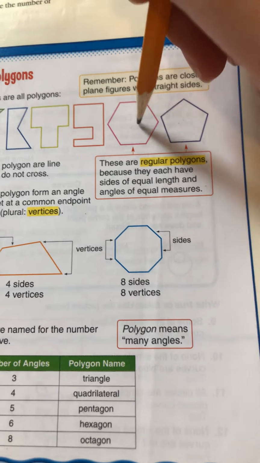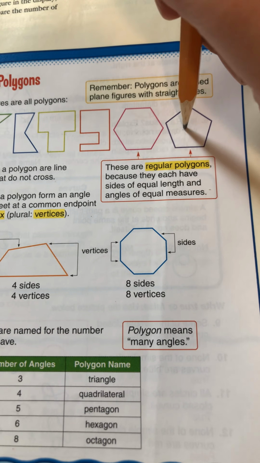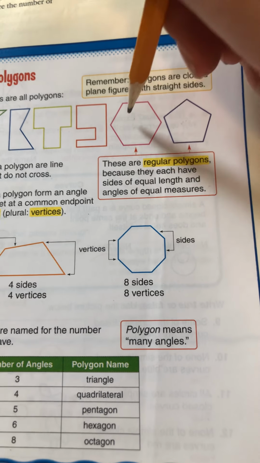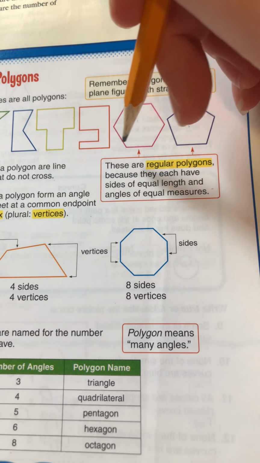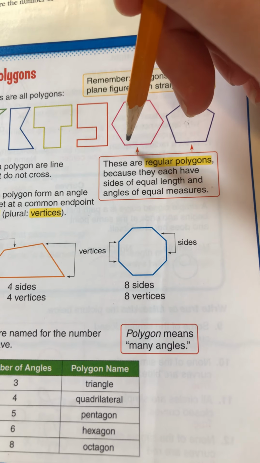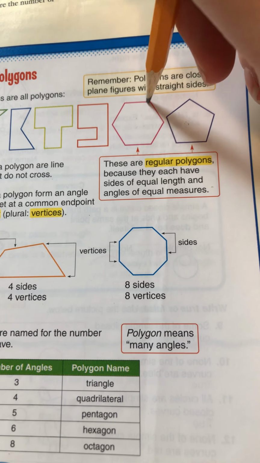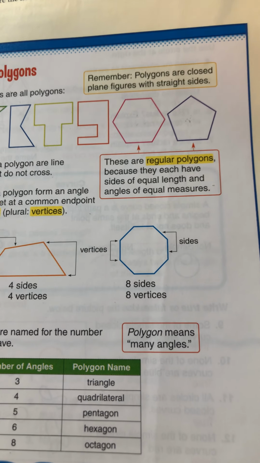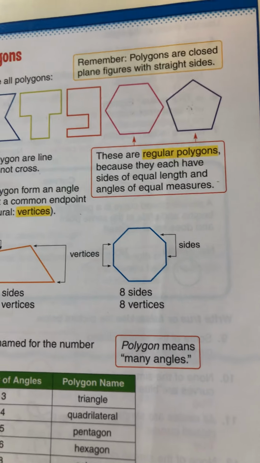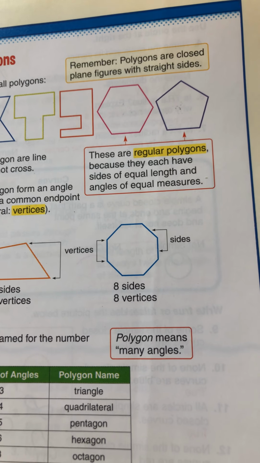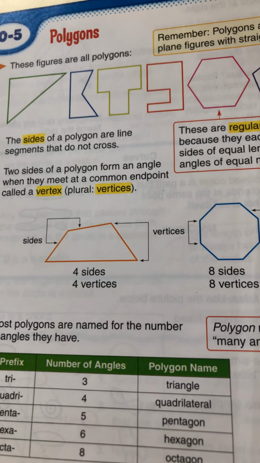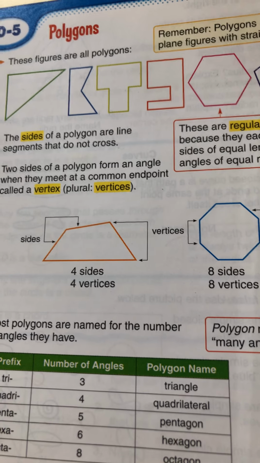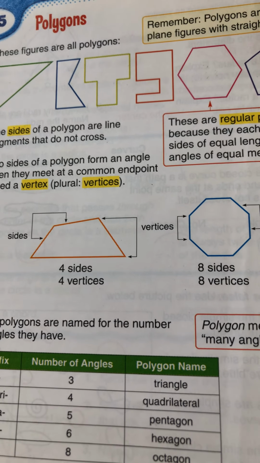These two on the end over here, this is a hexagon, this is a pentagon. These are considered to be regular polygons because the sides are equal and the angles, if we measured these angles, they would all be the same size. So a regular polygon has sides that are equal in length and angles that are equal in measure. So here are a couple of examples of a 4-sided figure with 4 vertices and an 8-sided figure with 8 vertices.